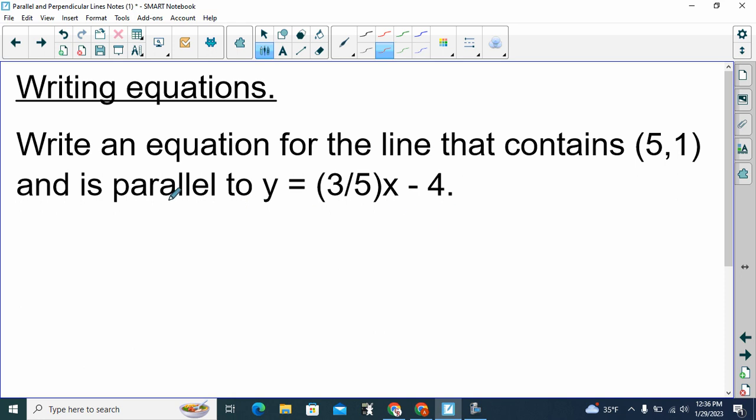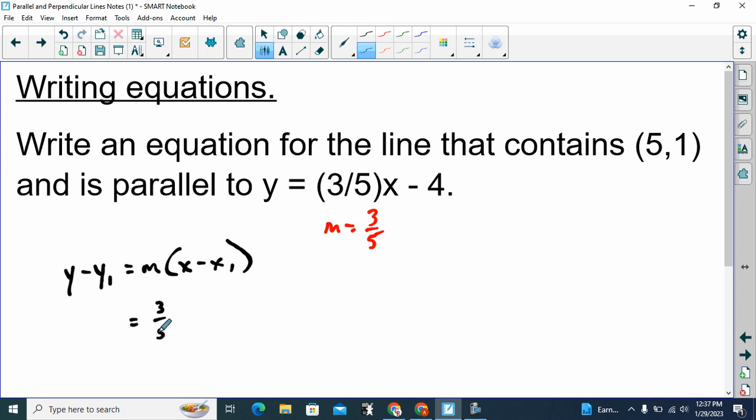So we need to think about what line has a slope that is parallel to y equals 3/5 x minus 4. Well, this slope is 3/5. So the slope of my line also should be 3/5 because it needs to be equal. I need a slope of 3/5. Use point slope form. Y minus y1 equals m times the quantity x minus x1. Slope needs to be 3/5. x1 is 5. y1 is 1.